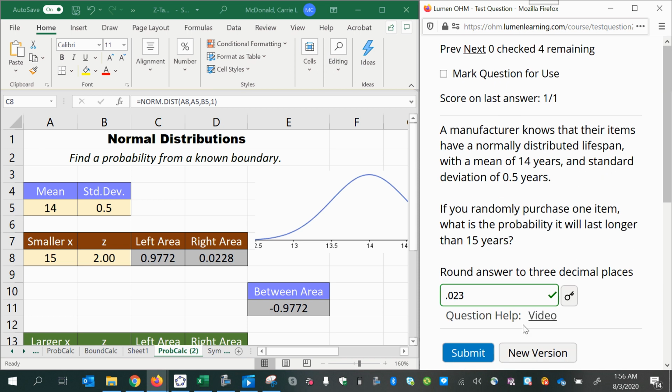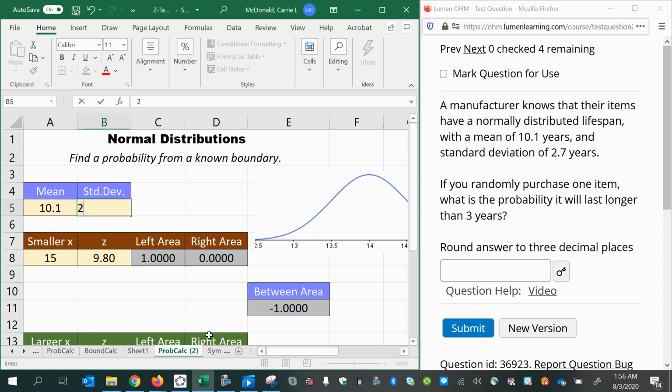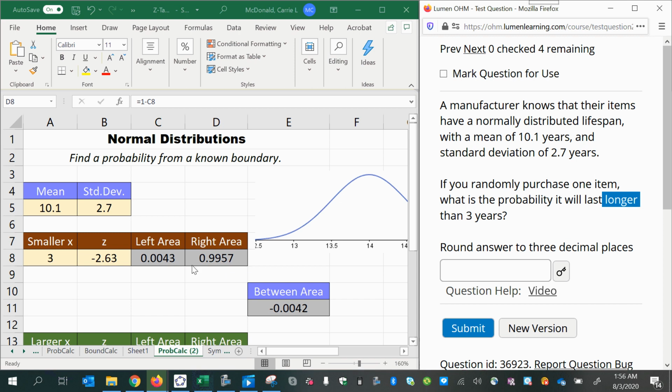Let's try it one more time. So you can see it's the same setup, a normally distributed lifespan with a mean of 10.1 years, a standard deviation of 2.7 years, and my answer then is going to be the probability that it will last longer than 3 years, so I need to change this to 3. And since I do want the probability of it lasting longer, I want the right area. So to 3 decimal places, that would be 0.996.